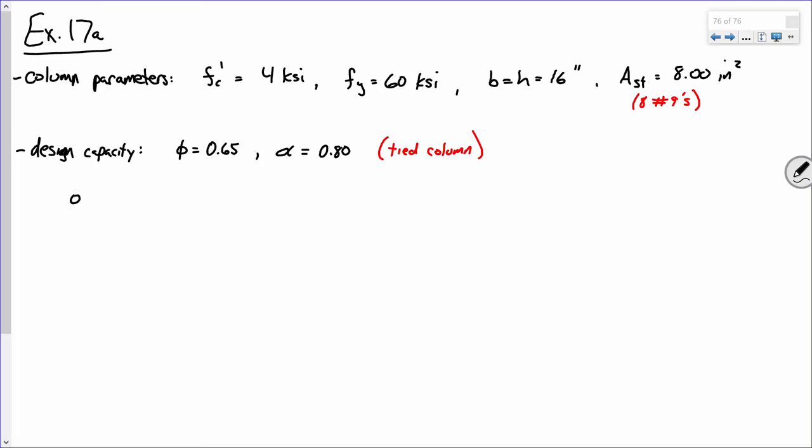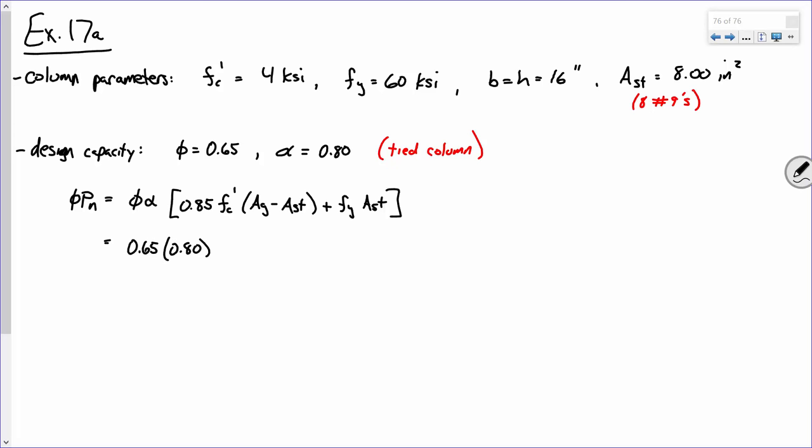So, to compute the capacity, it's pretty simple. Okay. So, pretty straightforward, right? So phi is 0.65, 0.8, 0.85, 4 ksi. Now, what is the gross area of this column? 136? What is 60? So, 256 maybe?